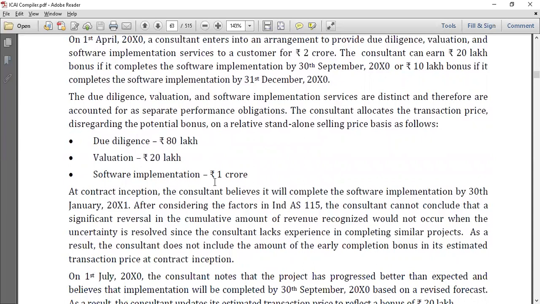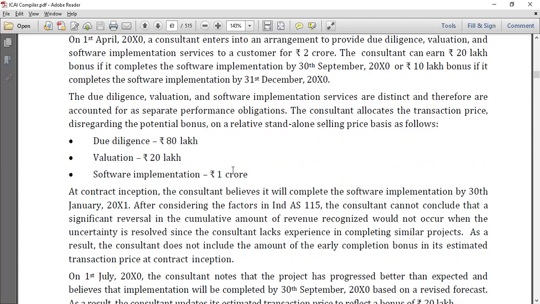If it completes the software implementation by 30 September, then it earns a bonus of 20 lakhs. That is 1 crore for software implementation plus the bonus of 20 lakhs. If it completes by 31st December, then it will earn a 10 lakhs bonus, that is 1 crore plus 10 lakhs.